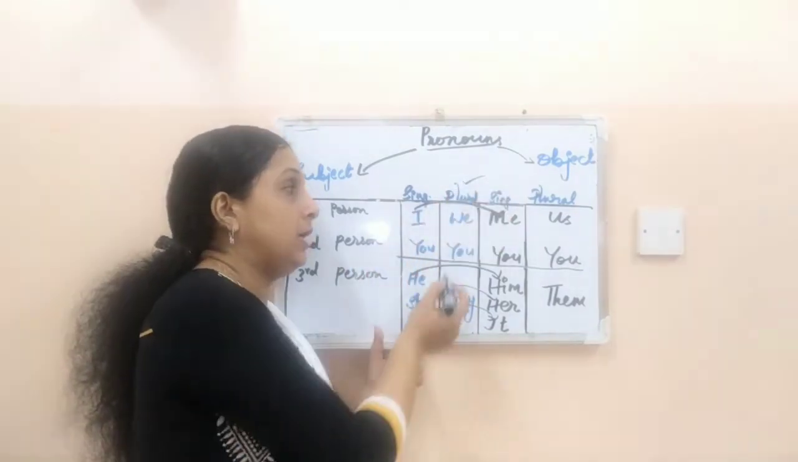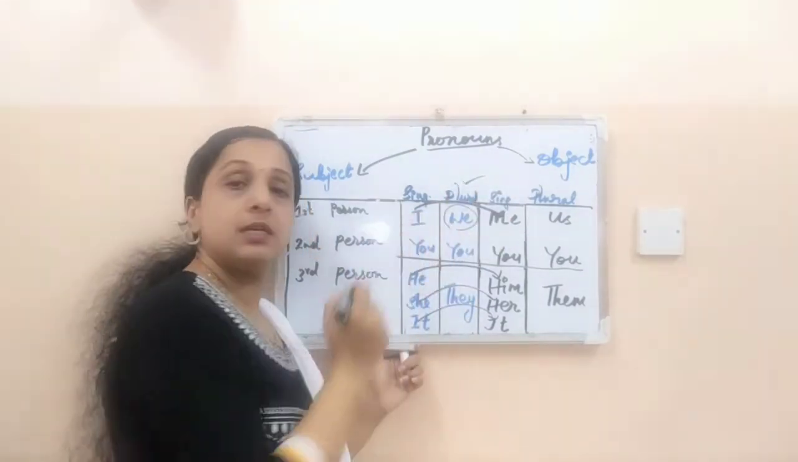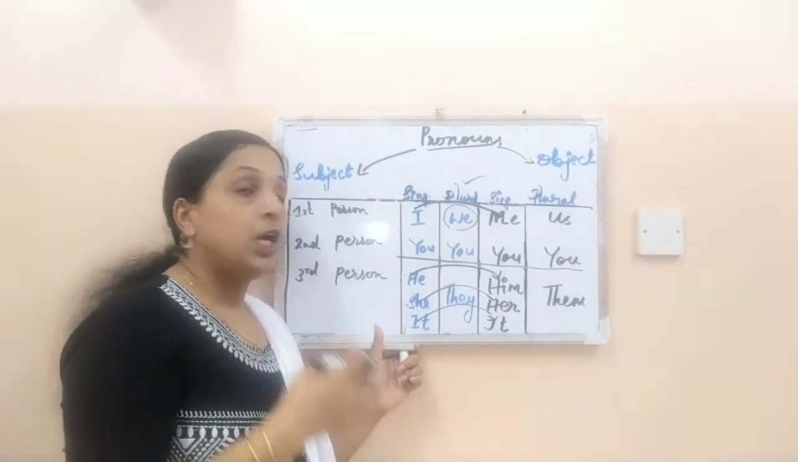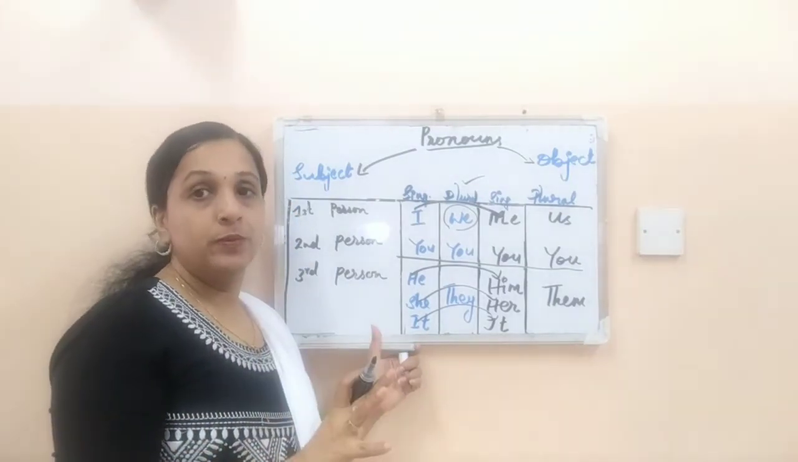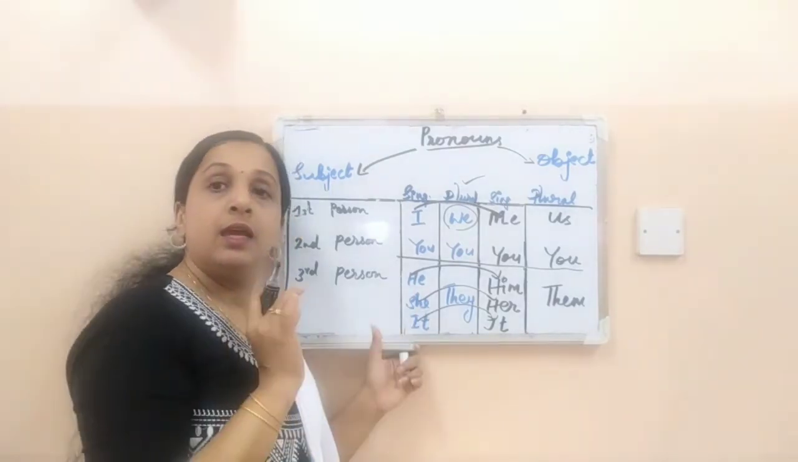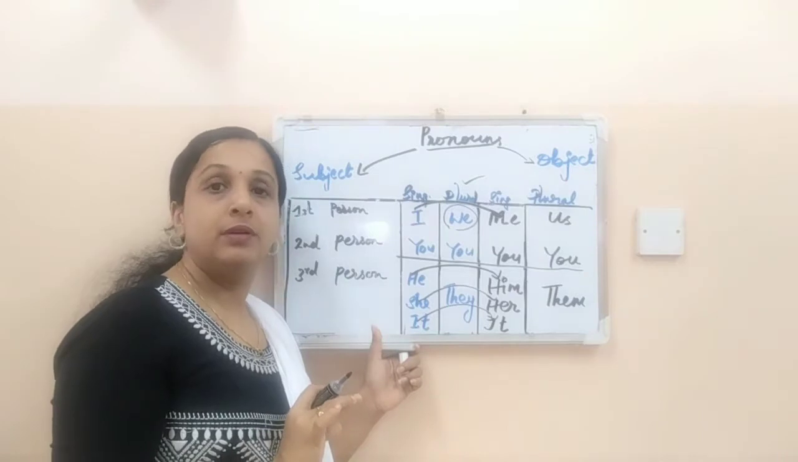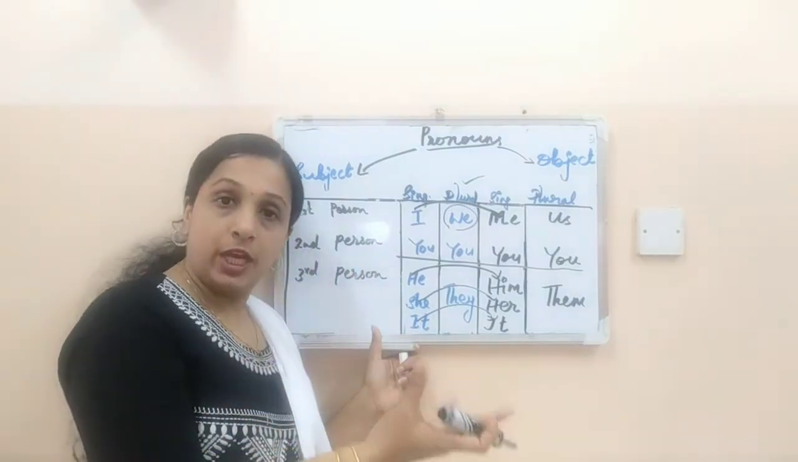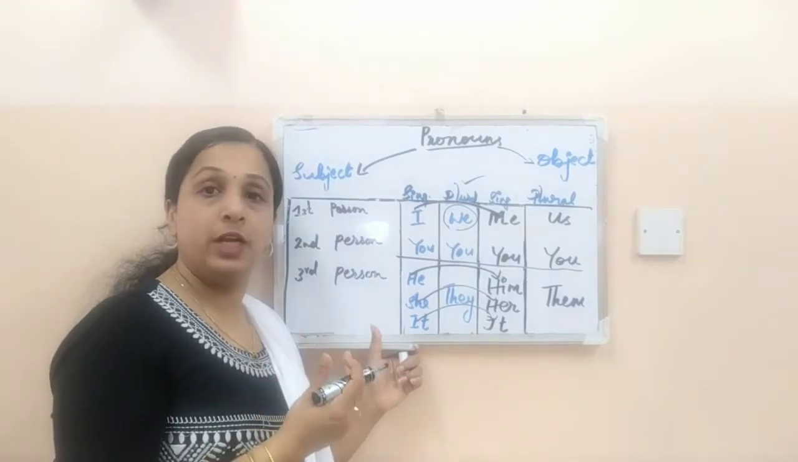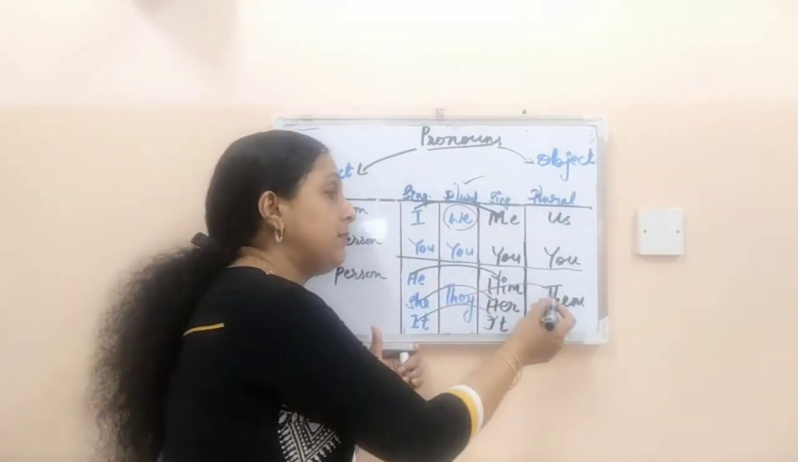But in plural, we is a subject pronoun. We will become us. You, always you. It remains the same. But they is a subject pronoun that will change as them when we use it as an object pronoun. So let's see one example.